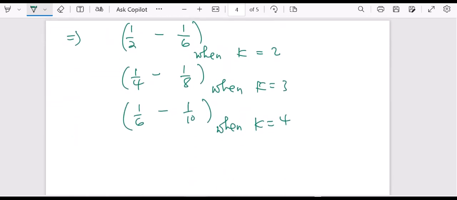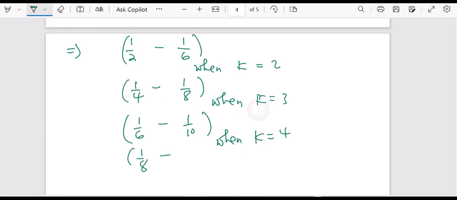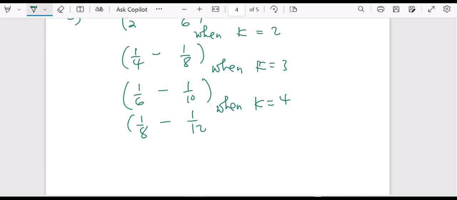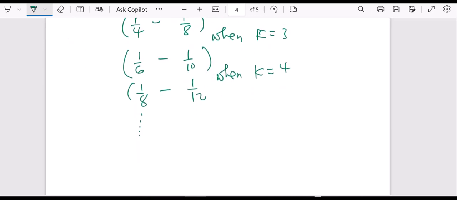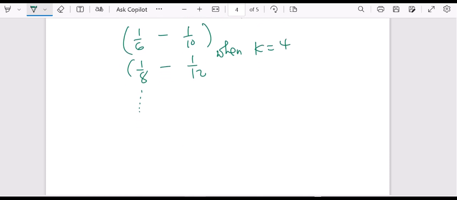When k is equal to 4, we get 1 over 8 minus 1 over 12. Now this will go on and on. So as we approach the end, maybe we'll get 1 over 2 into n minus 1.